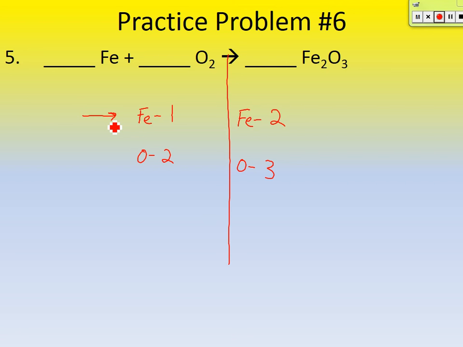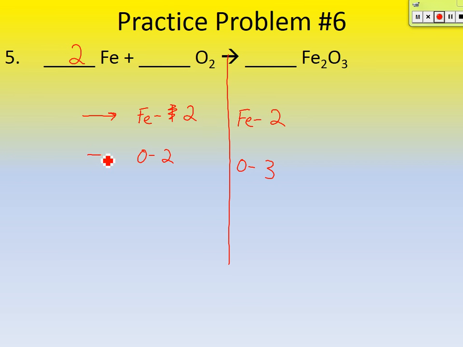How can I do that? What do I need as a coefficient right here, Will? 1. Well, it's already a 1, and it's not balanced. 2. Dos. What's 2 times 1, Will? 2. It's 2. Okay. So my irons are balanced.